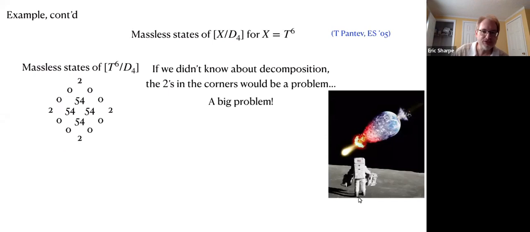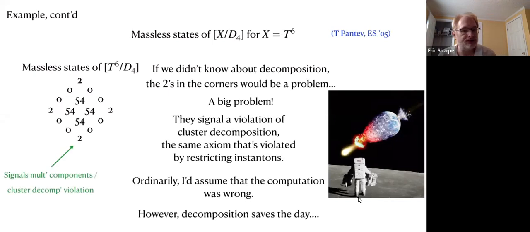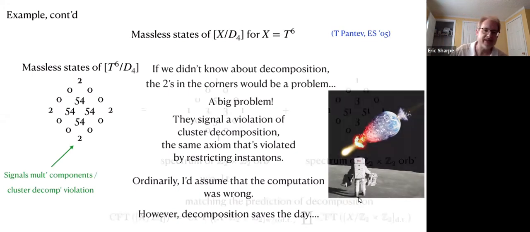Those twos in the corner signal a violation of cluster decomposition. They're there because we have multiple vacua, multiple dimension zero states. It's the same axiom that's violated by restricting instantons. Now, ordinarily, if a student came to me with this kind of result, I'd pat them on the head and send them back and say, okay, try again, you made a mistake. But in this case, decomposition saves the day.